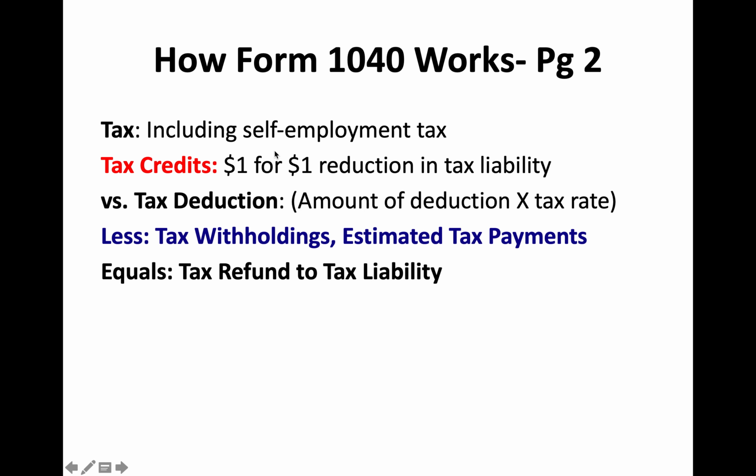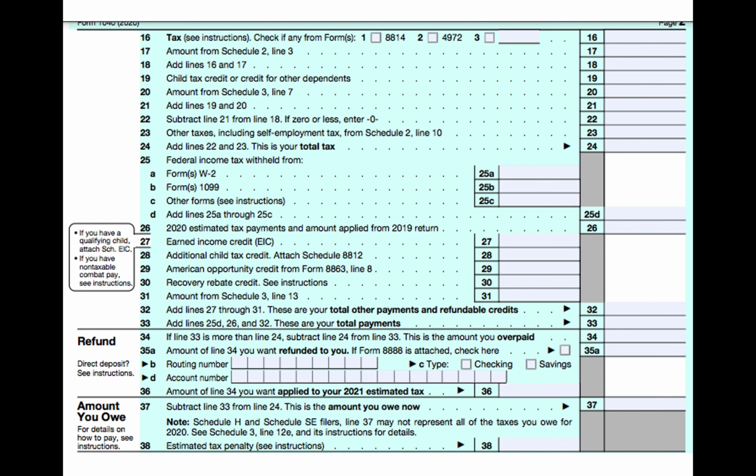So we take tax, we adjust for credits, less what was paid in. Well, you either had taxes withheld on a W-2, or you paid in estimated taxes, or both. And the result is you either have a tax refund, you get money back, or you have a tax liability.